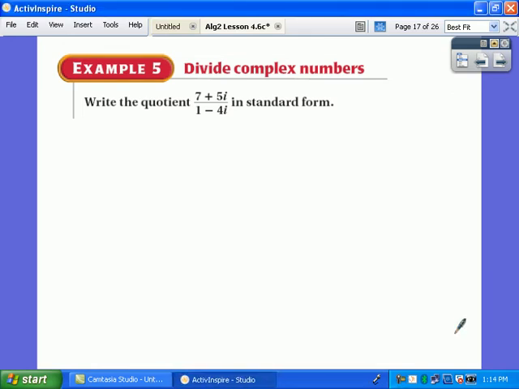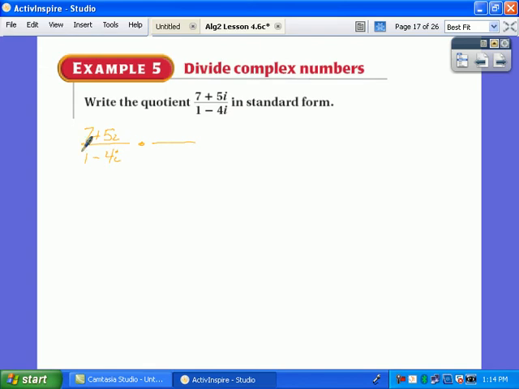All right, so when we look at this problem, we have 7 plus 5i over 1 minus 4i. And the i represents a square root on the bottom, namely the square root of -1. And we have a rule in mathematics that says we're not allowed to have a square root in the bottom of a fraction. So we have to get rid of this. We have to rationalize the denominator. And again, we're going to do that by multiplying by the conjugate.